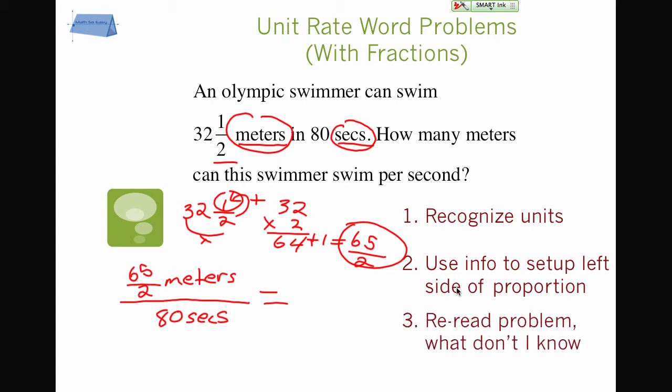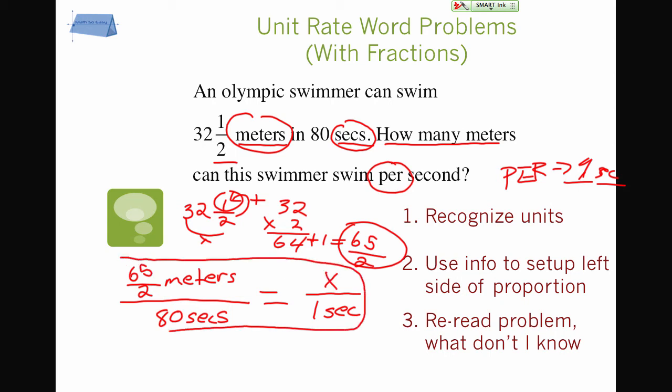Step three, reread the problem. What don't I know? It's asking me how many meters. So obviously we don't have meters. Can this swimmer swim per second? Here's our per, and we know that per means for 1 second. The seconds are on the bottom, which is why units are important, so I'm going to put 1 second because that's what we want to know. We don't care about 80 seconds, but the information is helpful. We want to know in 1 second how far the swimmer can travel, and we don't know, so we put a variable, x. And now we are all set up.